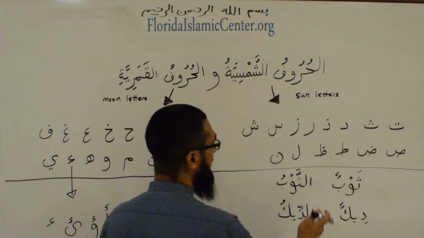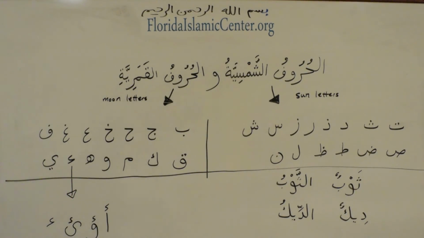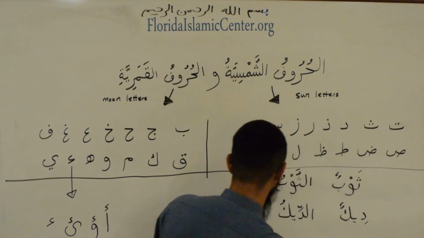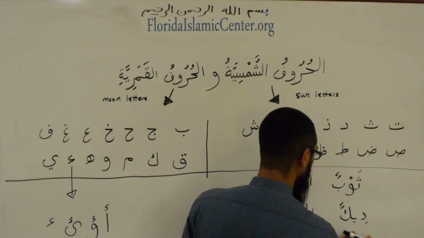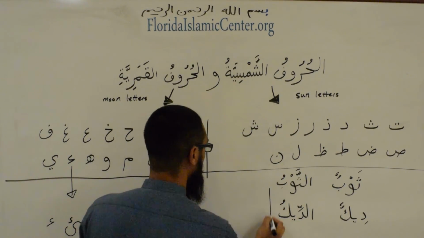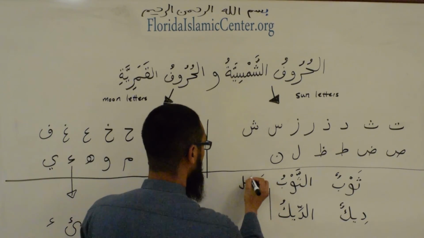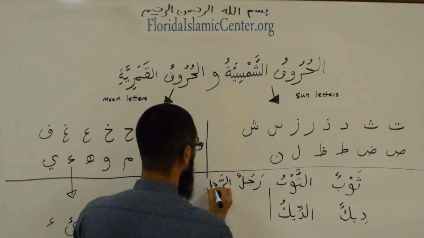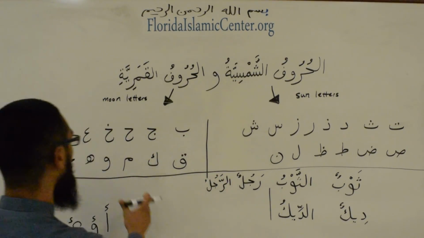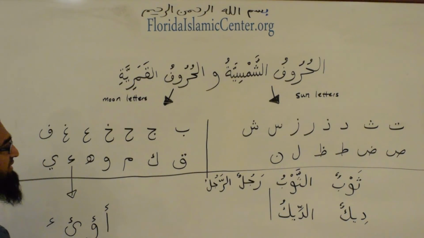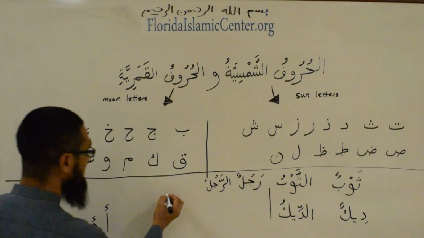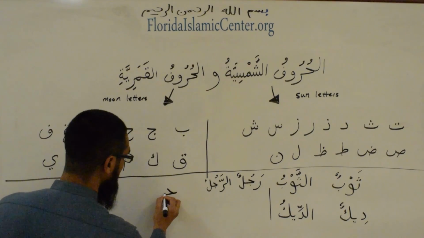Another example: I want to use the words that are in the book, so they give you the word rajulun. Rajulun becomes ar-rajulu, and so on. However, with the moon letters, that's not the case. So the word, for instance, like Jannah. May Allah subhanahu wa ta'ala make us all among the believers of Jannah.